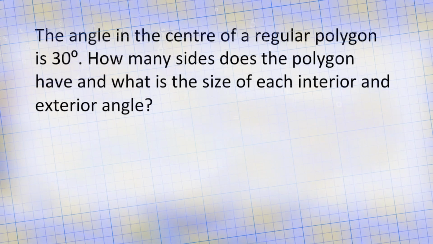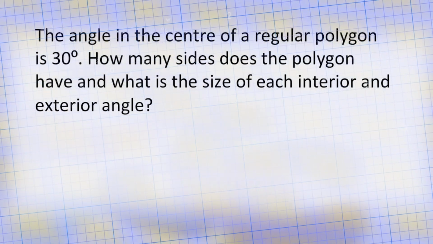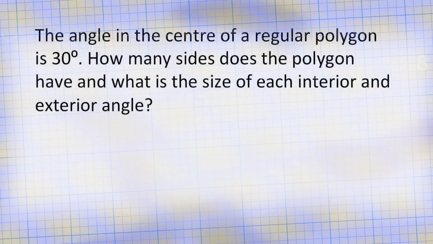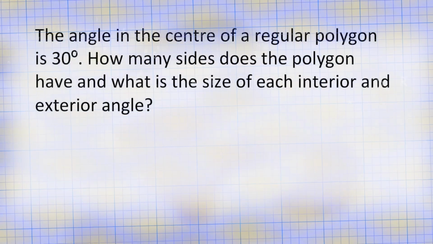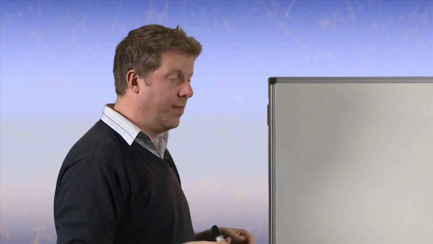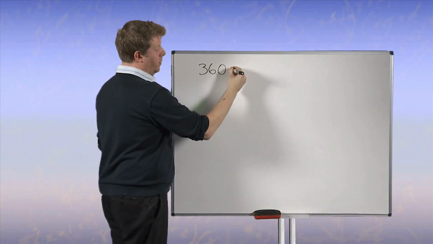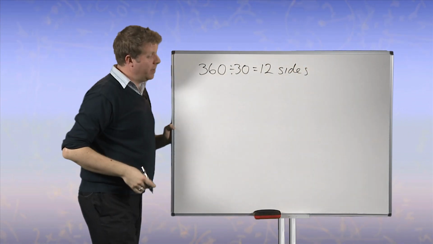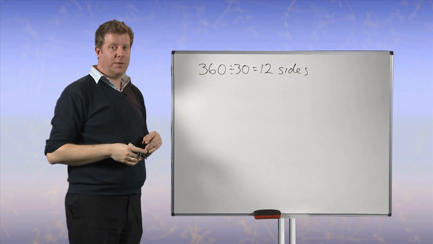They tell us that the angle in the centre of the regular polygon is 30 degrees. So it's a regular polygon, so I imagine I have all of those 30 degrees that make up the centre of my shape. So how can I work out how many sides it has from knowing that centre angle? Well, if each one of those angles at the centre is 30 degrees, well, I can work out how many I'd need of those to make the full 360. So, simply enough, I do 360 divided by 30, and it tells me there are 12 sides to my shape.